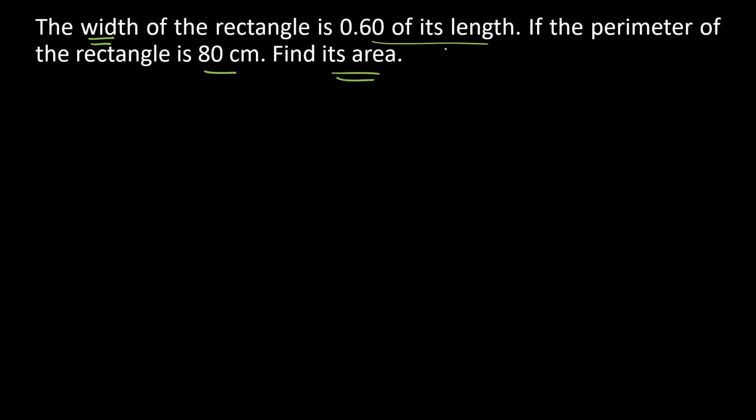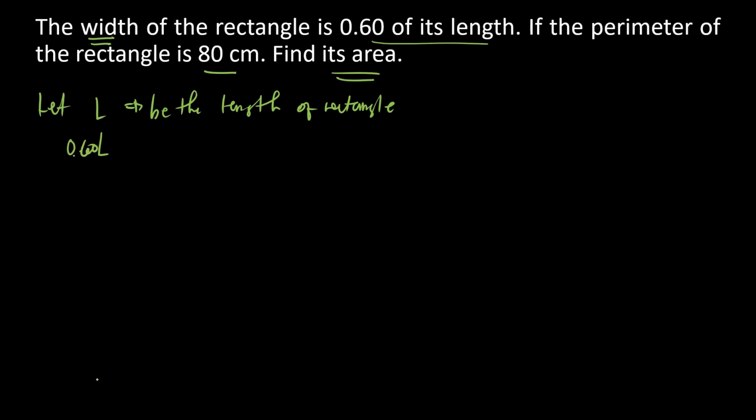All we have to do first, class, if you're dealing with the word problem, you will need representation. Okay, so since we have width and length at perimeter area naman ang pinag-uusapan, so let L be the length. Okay, length of the rectangle. And then, sabi dyan, so width daw is 0.60 of its length.